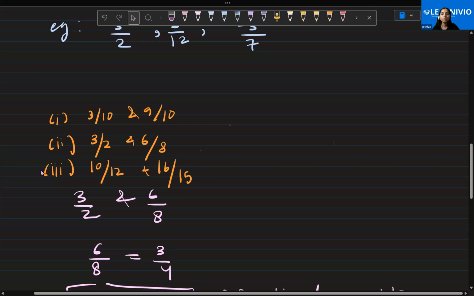A proper explanation is not present for it. So that's why it is not closed under division.